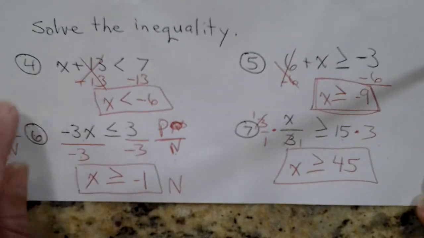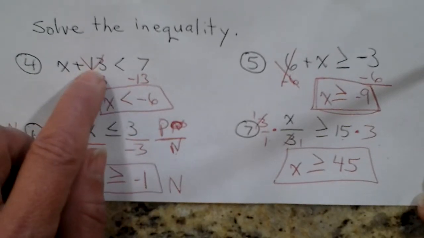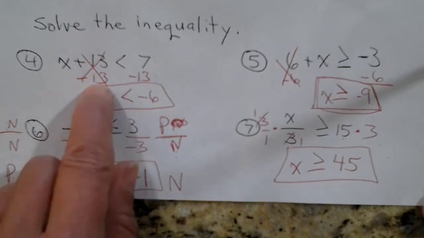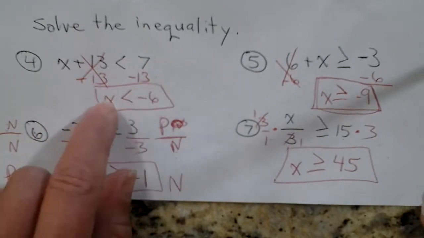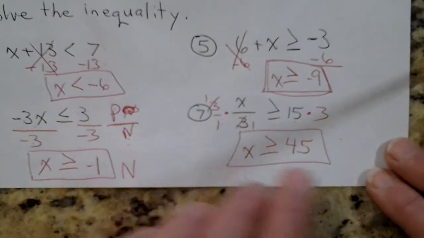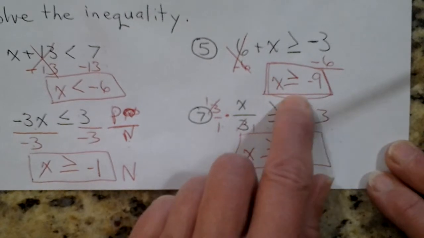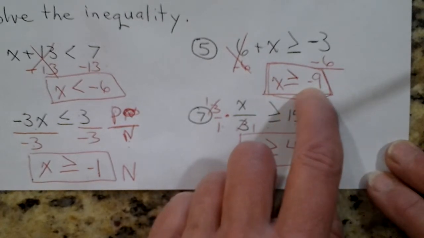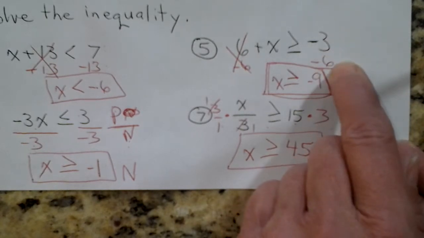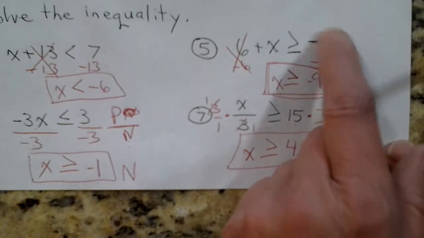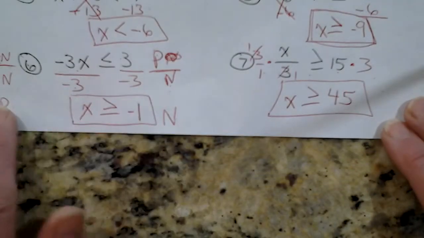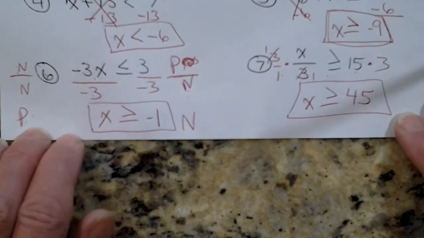Okay, so let's start looking at it. Number 4, x is added to 13. So to undo it, I subtract 13 from both sides. X is less than -6. Number 5, x is greater than or equal to -9. Now take a good look at this one. We had -3, I'm subtracting 6, minus, minus, just combine those minuses, okay, and you're at -9. All right, now we've got something new here.